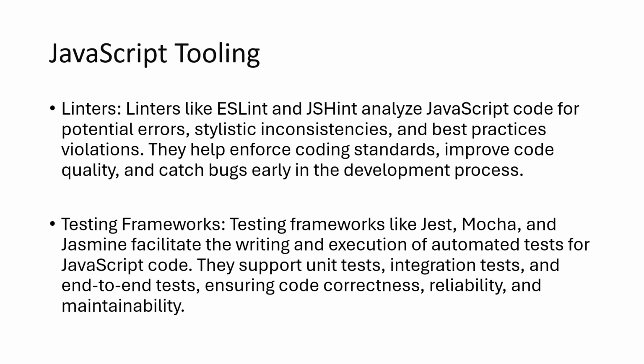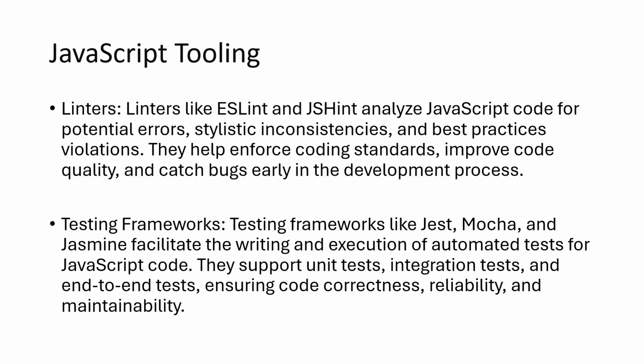So the next tool commonly used is called a linter. Linters like ESLint and JSHint analyze JavaScript code for potential errors, stylistic inconsistencies, and best practice violations. They help enforce coding standards, improve code quality, and catch bugs early in the development process. Linters can be installed as plugins for integrated development environments like Visual Studio Code.